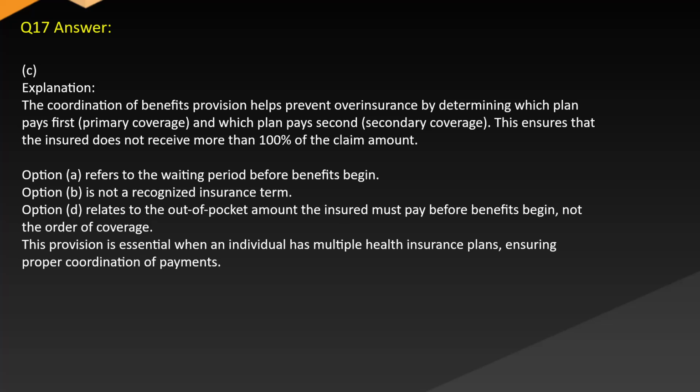Option A refers to the waiting period before benefits begin. Option B is not a recognized insurance term. Option D relates to the out-of-pocket amount the insured must pay before benefits begin, not the order of coverage. This provision is essential when an individual has multiple health insurance plans, ensuring proper coordination of payments.